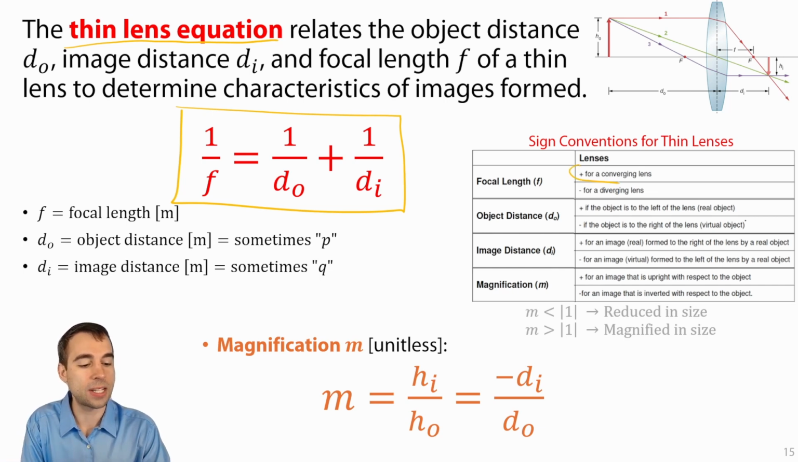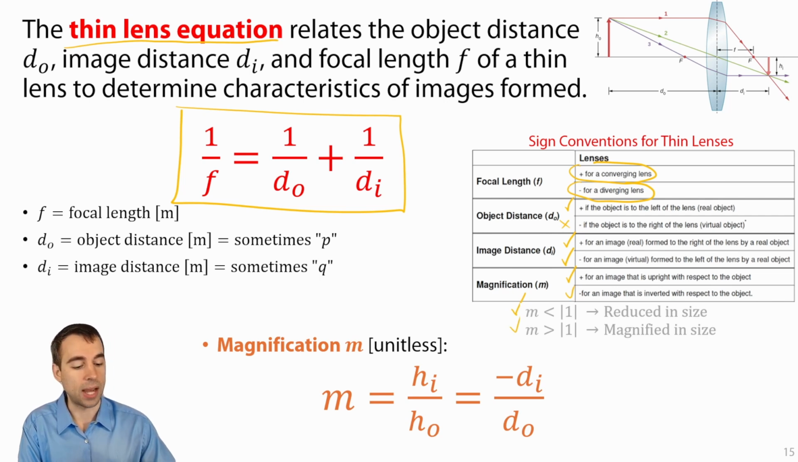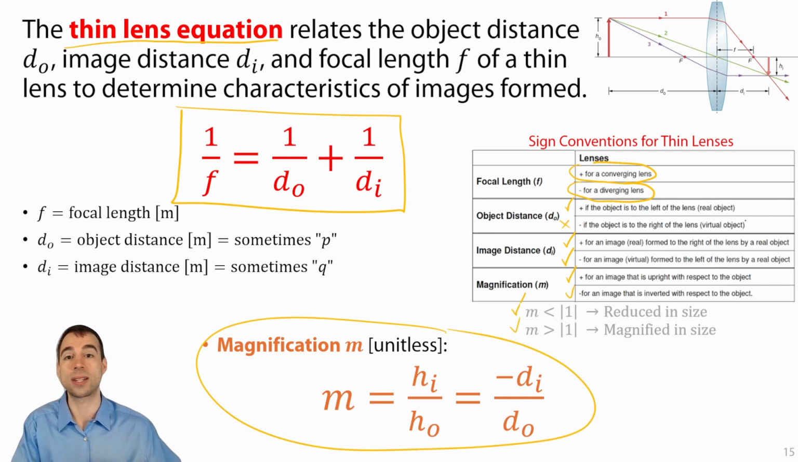For our positive focal length, that would mean we have a converging lens, and a negative focal length means a diverging lens. A positive object distance implies that it's a real object, so that's usually what we're going to have, and we're not often going to have a negative object distance. But our image distance will be positive if we form a real image and negative if we form a virtual image. That's the same as mirrors. And our magnification will be positive for an upright image and negative for an inverted image. And our magnification would be less than 1 or greater than 1 if the object is reduced or magnified respectively in size. The magnification is calculated with the same equation as the spherical mirrors.